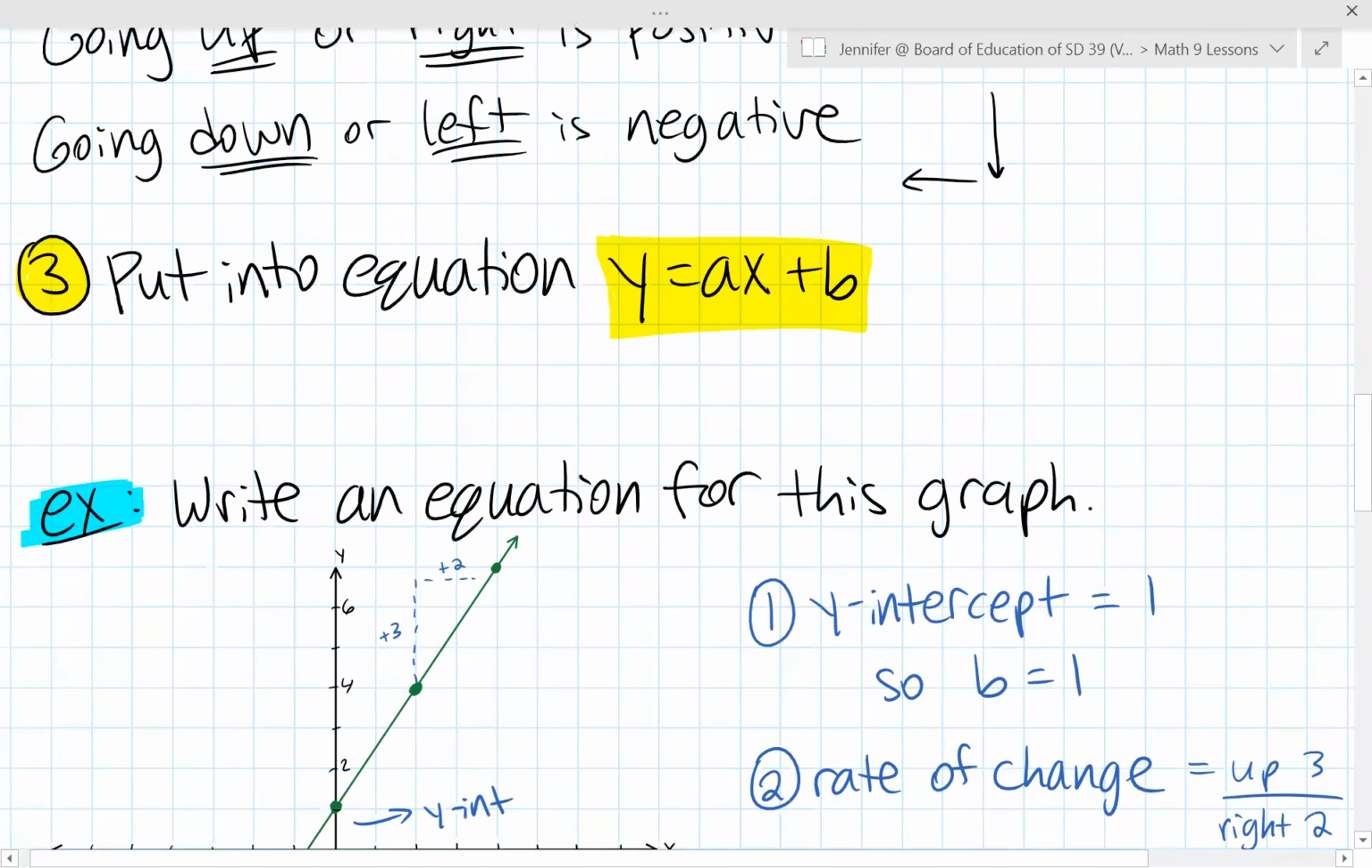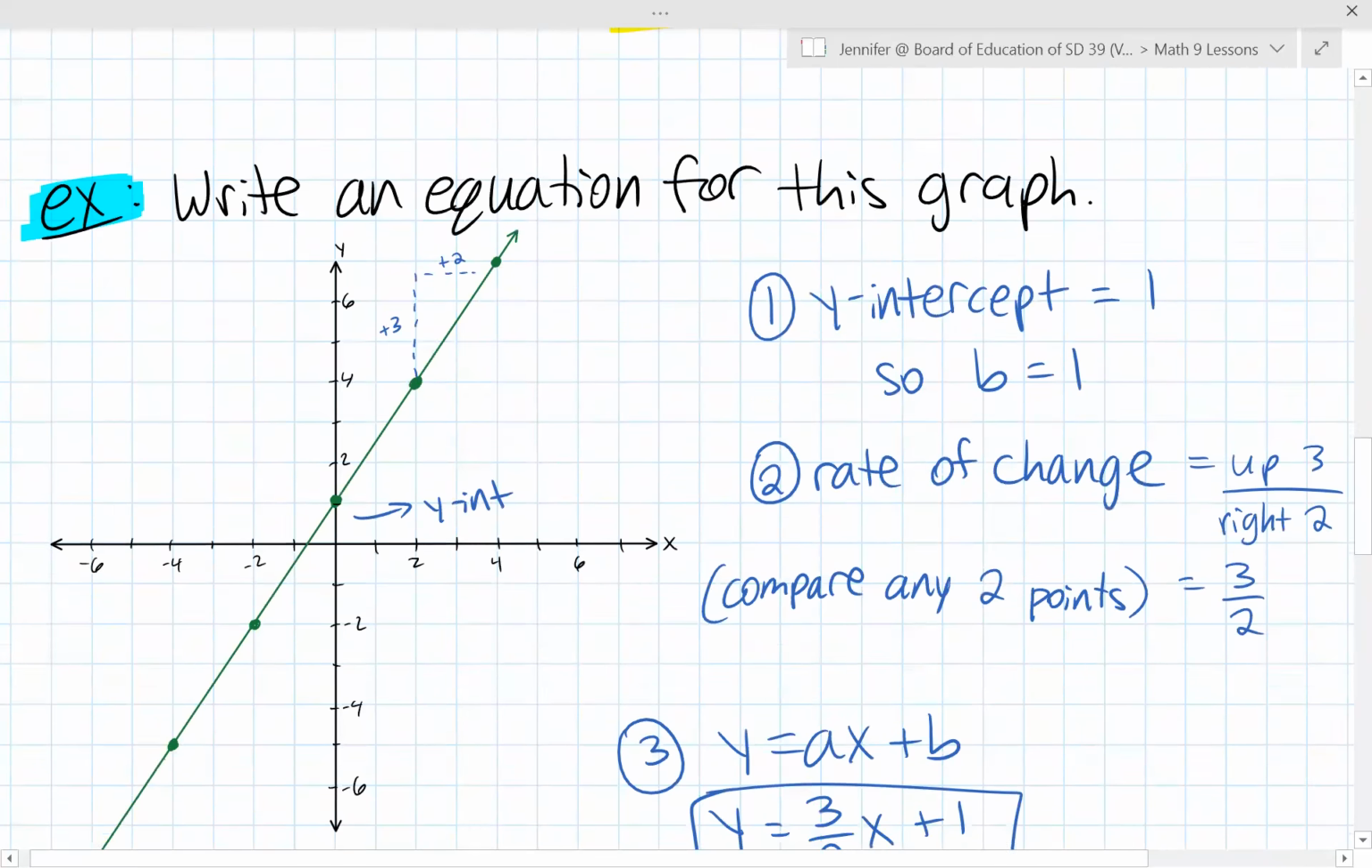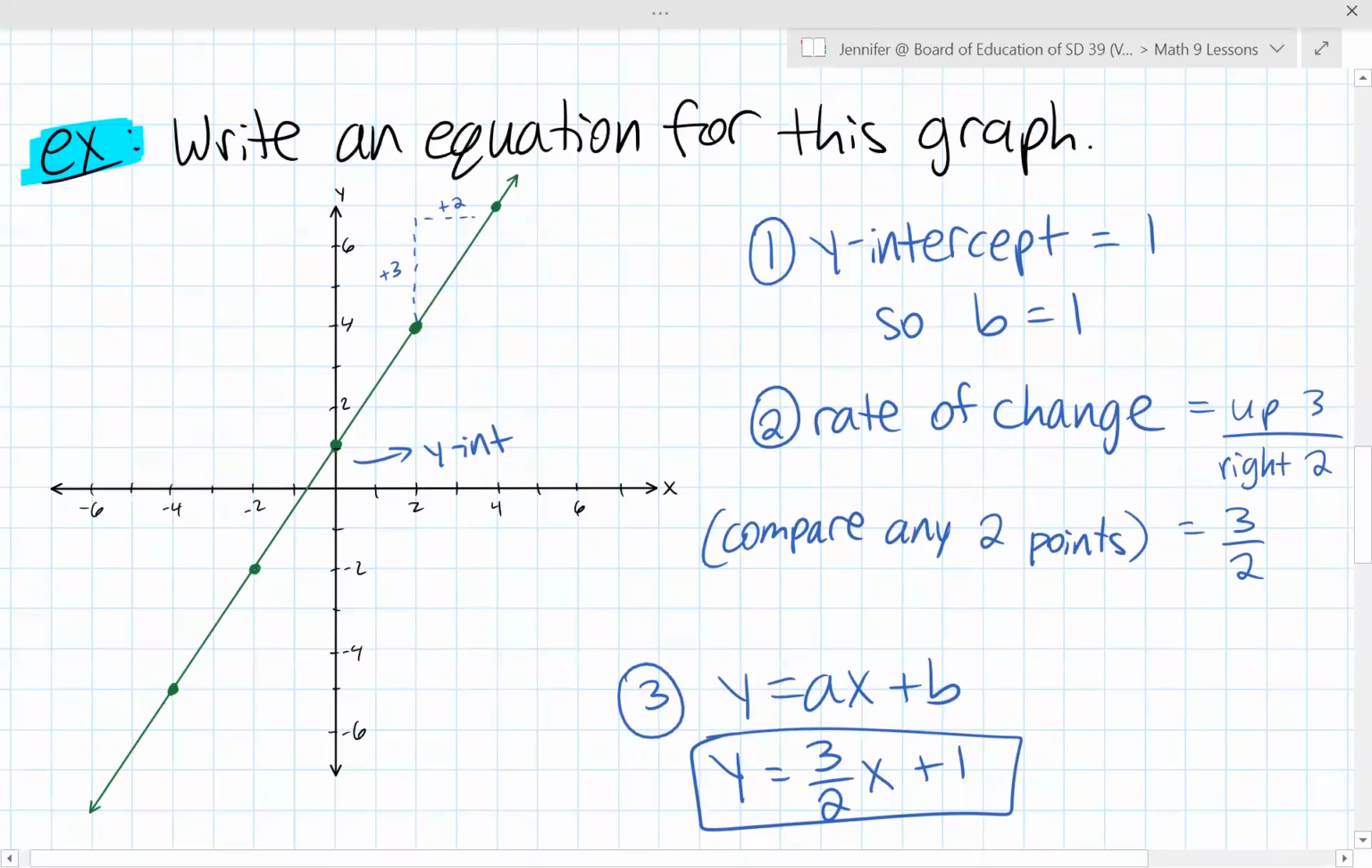So what does this look like with an example? We're given this green graph here. We want to write an equation for it. So the first step is to find our fixed term or our starting value, which is equal to our y-intercept. So that's what I've identified right here. Where does our linear relation cross the y-axis? That is at point 1 right here. It crosses the y-axis at 1. So that is going to be our b value.